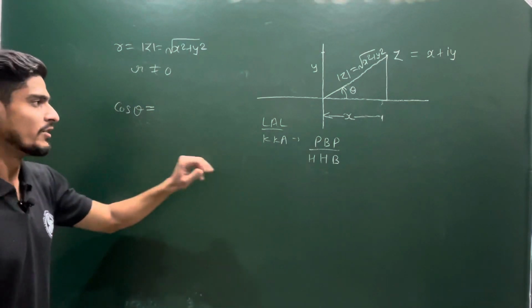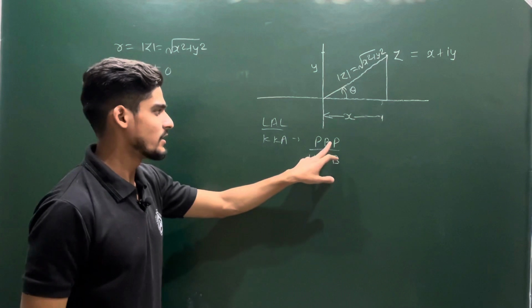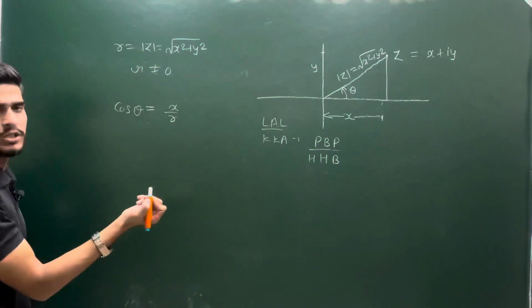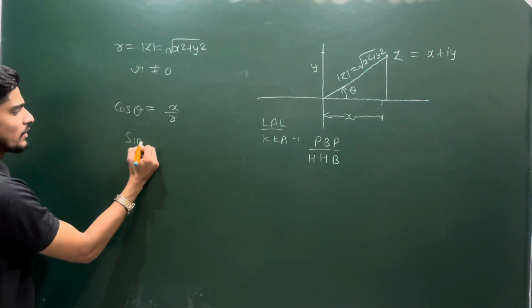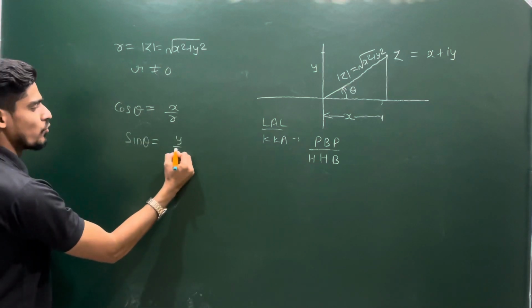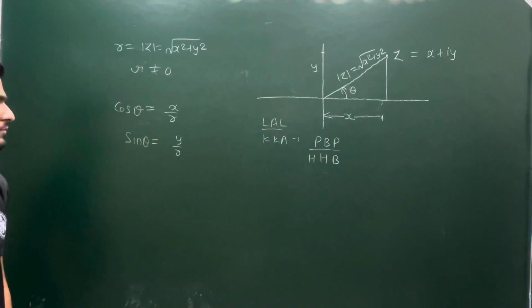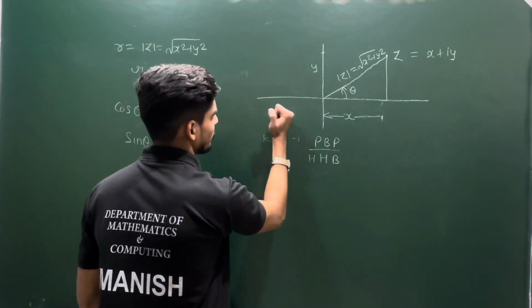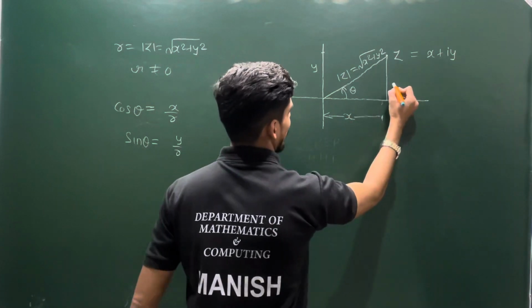So our cos theta will be b by h. What is b? Here b is base, so this is x by r. This is my cos theta. Similarly, you can write sin theta. Sin theta will be y by r, because this distance is the y distance.